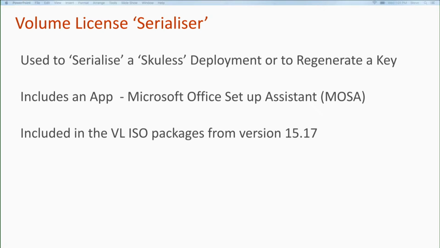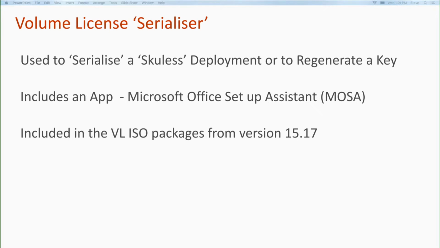So these are included within the VL ISO packages from 15.17, and basically includes an app which we refer to as MOSA, but is the Microsoft Office Setup Assistant. And what it basically does is it takes the key that has been generated and maps it against the serial number of the hard disk of the device, and basically that's how it creates that unique pairing between the application and the device that it's running on.